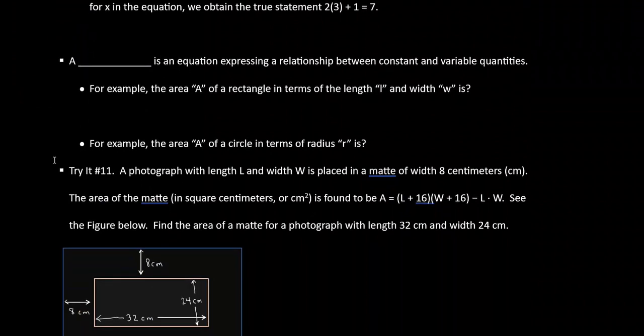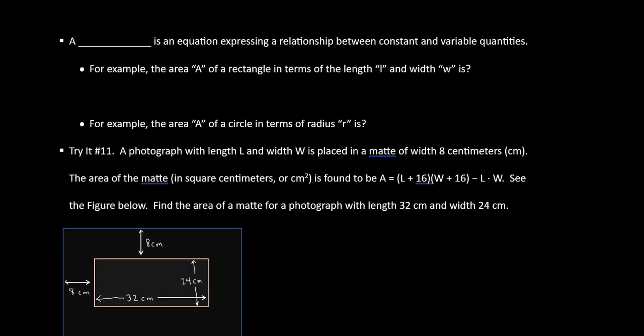So let's look at the next statement here. A formula, which you use a lot in math and algebra, is an equation expressing a relationship between constant and variable quantities. For example, the area A of a rectangle, in terms of the length and the width, is A equals L times W.